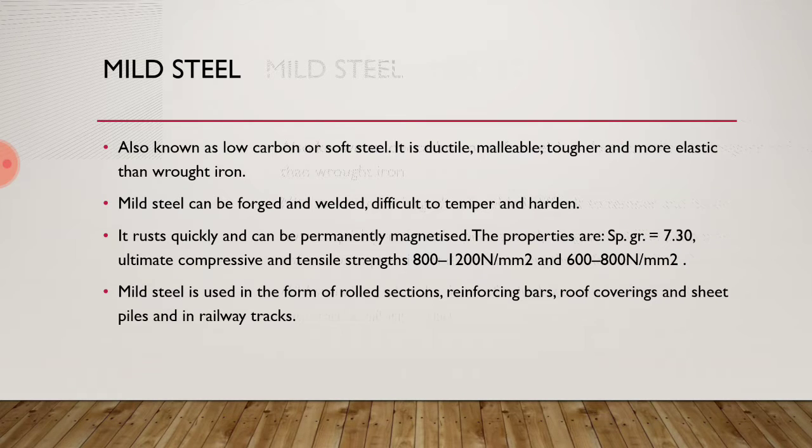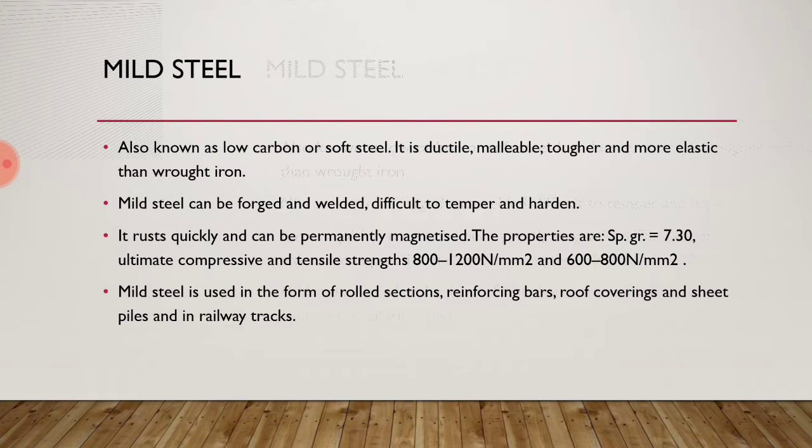Therefore, it rusts quickly and can be permanently magnetized. Like all steels, it can rust quickly. And it has a very impressive compressive and tensile strength at 800 to 1200 Newton per millimeter square and 600 to 800 newtons per millimeter square, and has a very impressive specific gravity of 7.30.